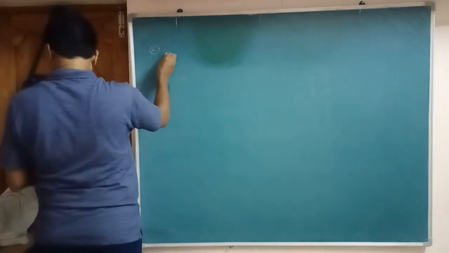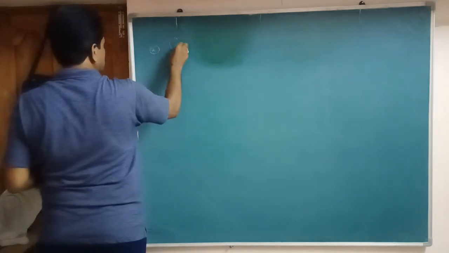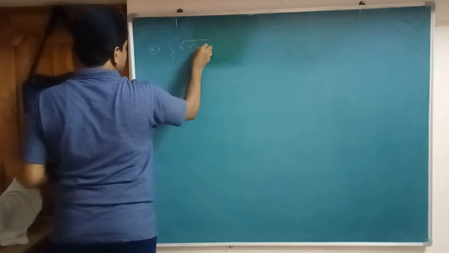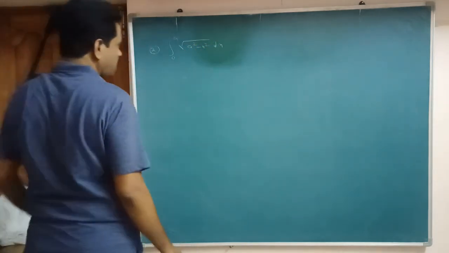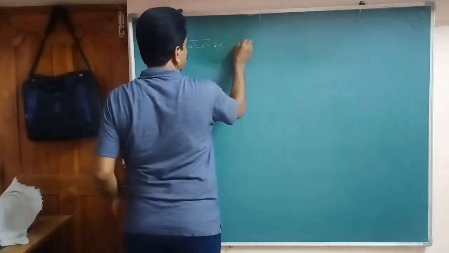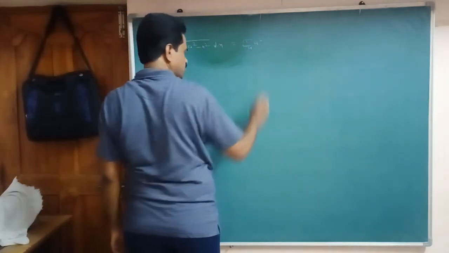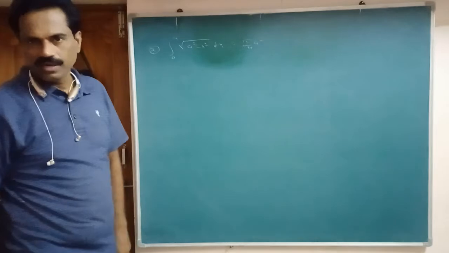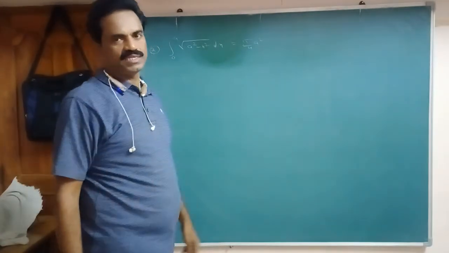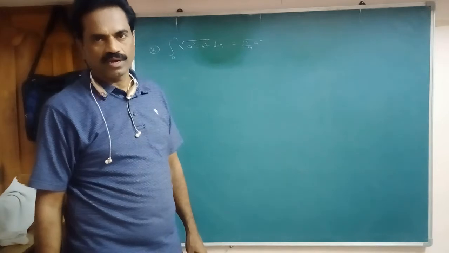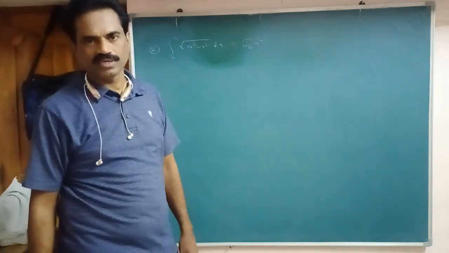Second one. Integral 0 to a of root of a square minus x square dx. Directly we can write this is pi a square by 4. First, we will do it based on integration by parts. Okay? Already yesterday we discussed.